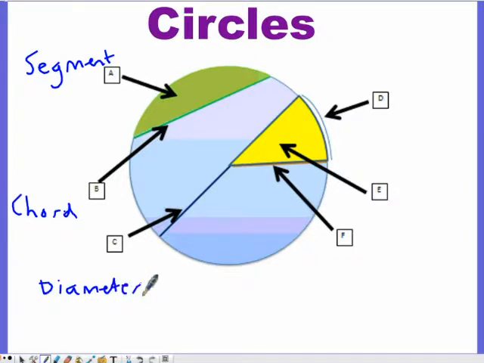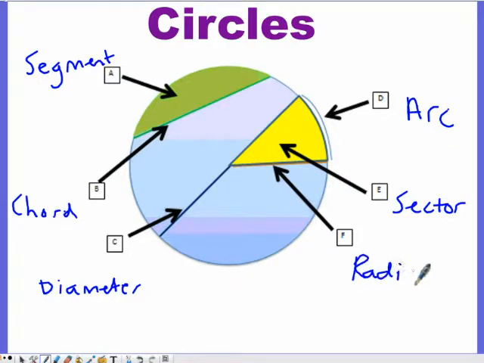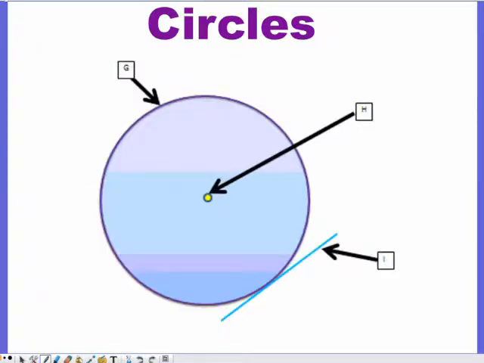Part D, just as it looks, is called an arc. Part E is like a pizza slice, and we call that a sector. And part F, from the center to the edge of a circle, is called a radius. This is exactly half a diameter. Part G is the perimeter of a circle, but this has a special name. It's called a circumference.